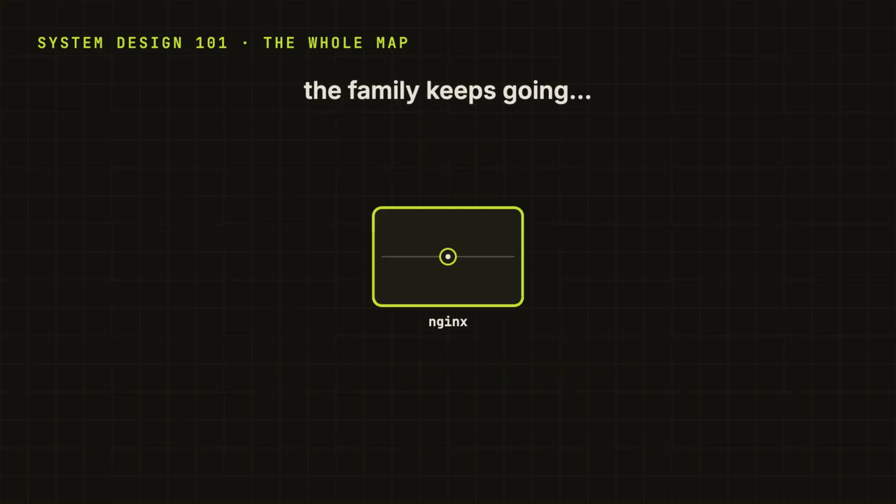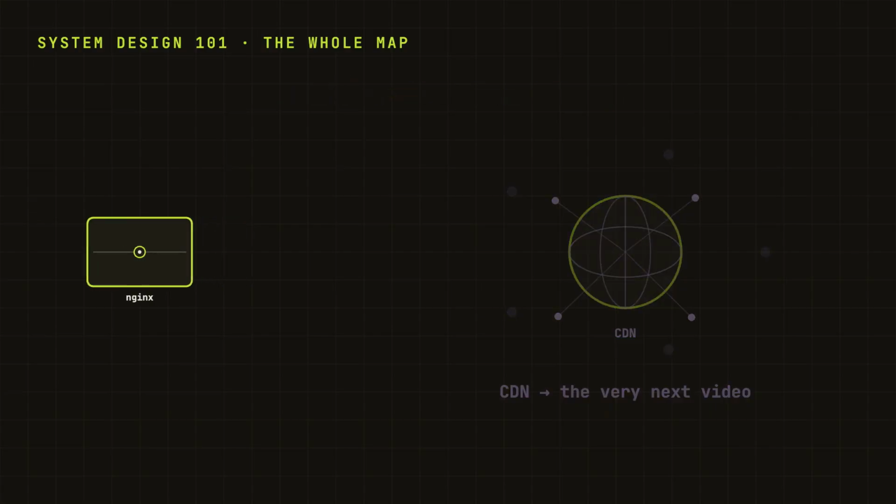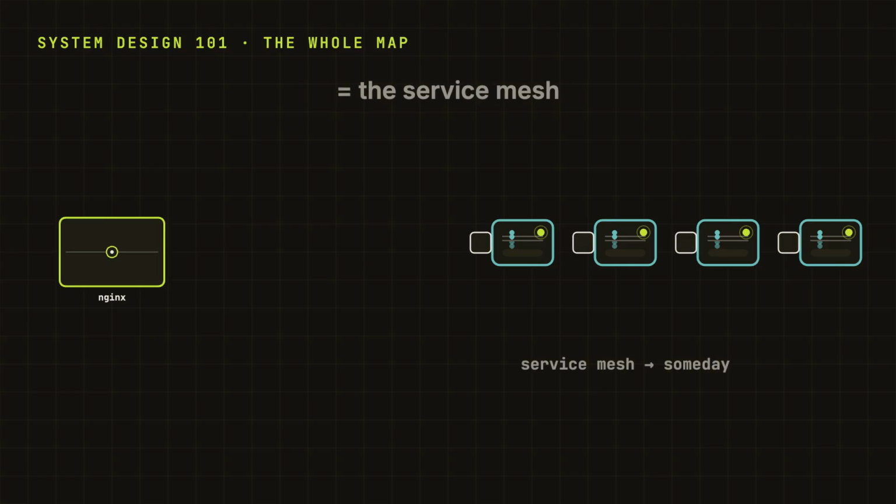And this little family keeps going, right? Take this reverse proxy idea and push it out physically close to your users all around the world, caching at the edge, and you are basically looking at a CDN. That is the very next video. And take a tiny proxy and clip one next to every single service. That is the service mesh idea for another day. Same middleman, new jobs. See you in the next one.